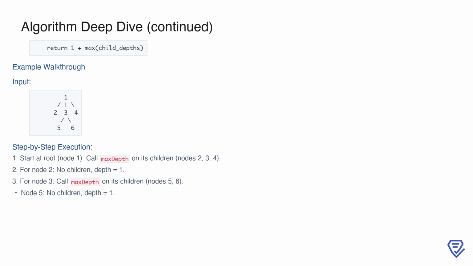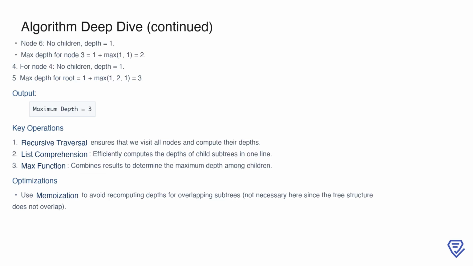Combining these results, the depth of the root node is 1 plus the maximum of 1, 2, and 1, which equals 3. Thus, the maximum depth of this tree is 3. From this example, we can see that the recursive traversal ensures all nodes are visited, and the depth of each subtree is computed accurately. The use of list comprehension allows for efficient calculation of child depths in a single step, while the max function combines these depths to determine the maximum depth at each level.